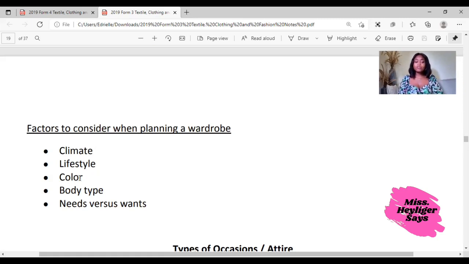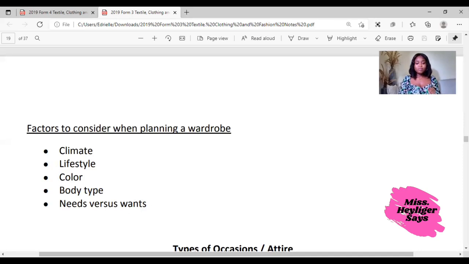Color is also a factor you want to consider because some people might prefer other colors. It's a matter of preference. Body type, you would obviously want to flatter your figure as much as possible. So you would choose according to your body type what kind of clothing you want to get. And needs versus wants. You don't want to buy things that you want over the things that you actually need. So based on your lifestyle or based on the climate, if you would need to get jeans or sneakers or whatever it is, you make sure that you get those instead of just buying what your eye desires.